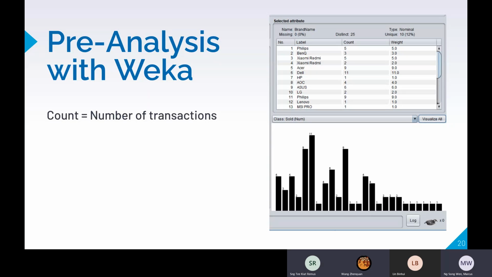For pre-analysis, we used Weka to do a pre-data analysis. It was a simple tool with not much coding required. Obviously, from the image you can see Dell, Acer, and Philips had the greatest number of units sold. We will explore more types of analysis and other techniques in the coming slides.